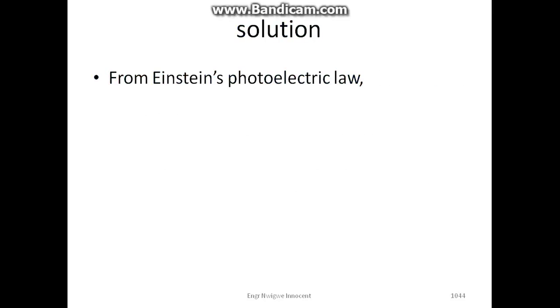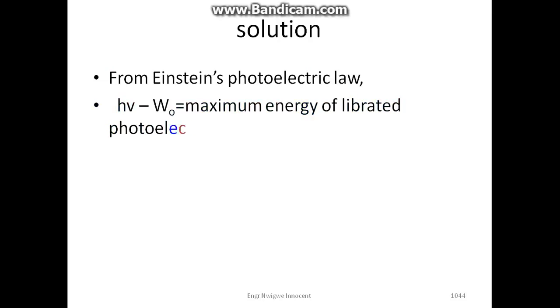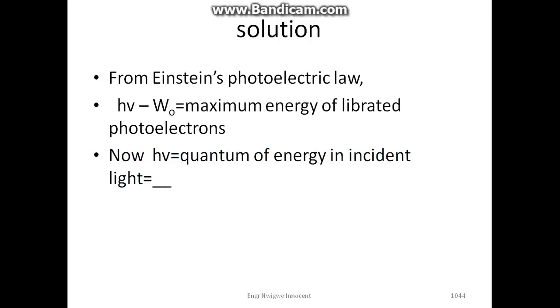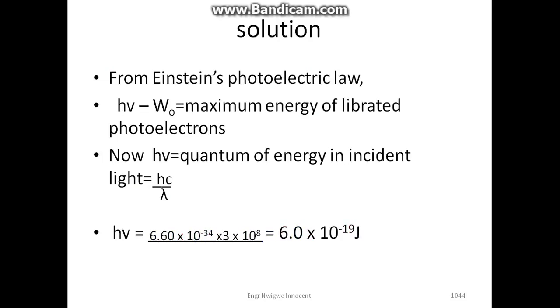Solution. From Einstein's photoelectric law, hv minus W0 is equal to the maximum energy of liberated photoelectrons. Now, hv is equal to the quantum of energy in incident light, which is equal to hc over lambda. Substituting the values, we now have 6.60 times 10 raised to the power minus 34 times 3 times 10 raised to the power 8 all over 3.3 times 10 raised to the power minus 7, which is equal to 6.0 times 10 raised to the power minus 19 joules.